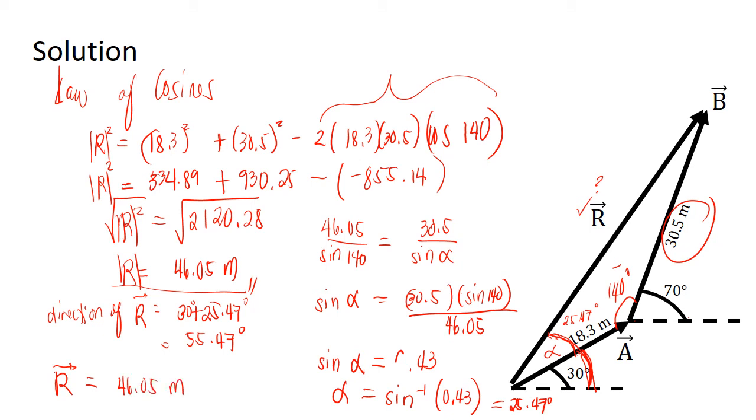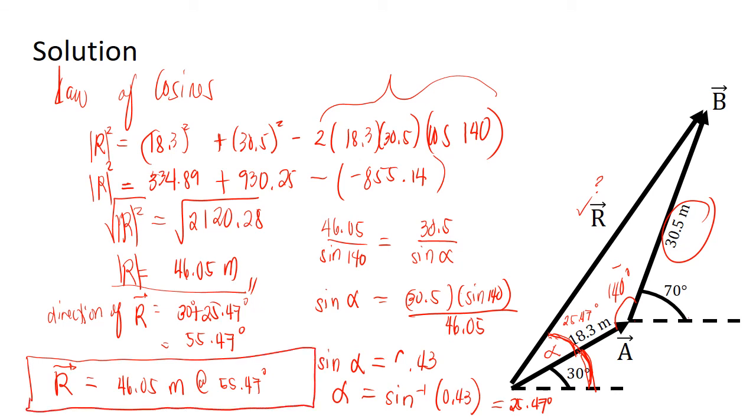Therefore, to complete, our vector r is equal to 46.05 meters. Vector r is the resultant vector at 55.47 degrees above the horizontal axis. So this is our final answer for the resultant vector. So that is determining a resultant vector using the triangle law.